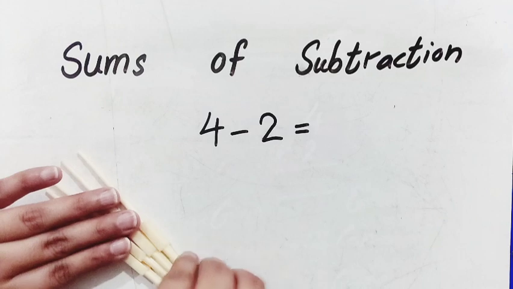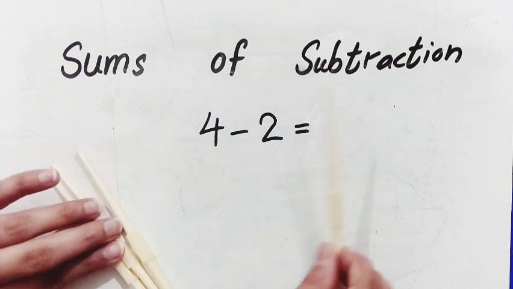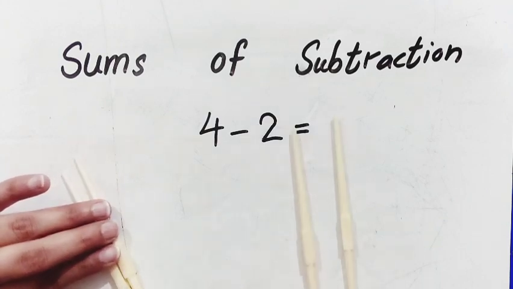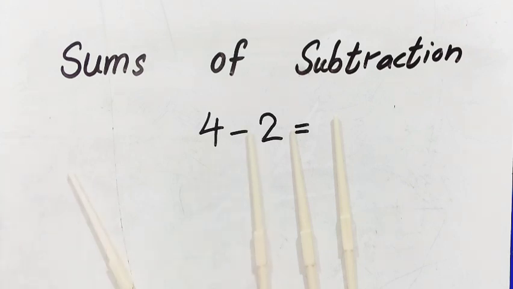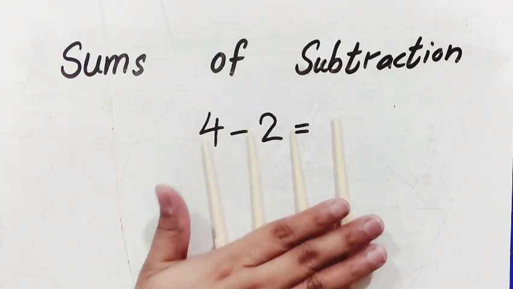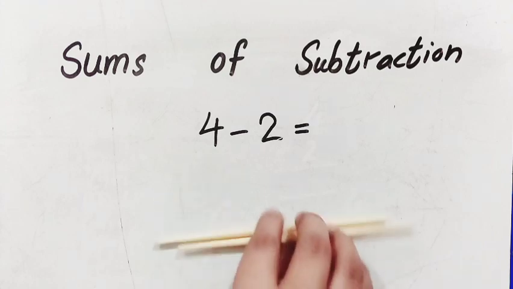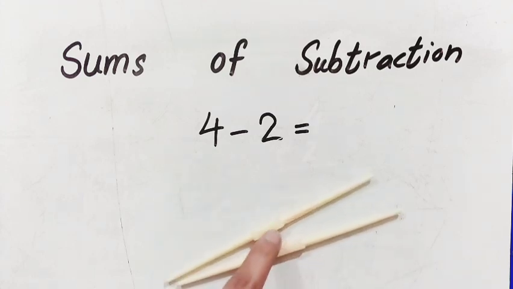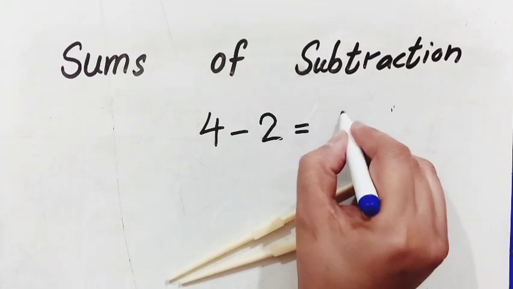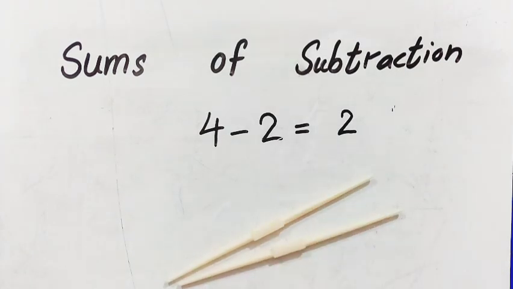Alright, 4. Count with me. 1, 2, 3, 4. We have 4 sticks. Now minus 2. We will take away 2 sticks. How many sticks are left? 1 and 2. How many sticks are left? 2. So 2 is our answer.